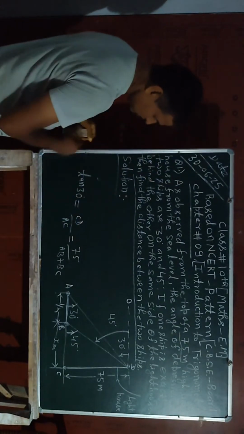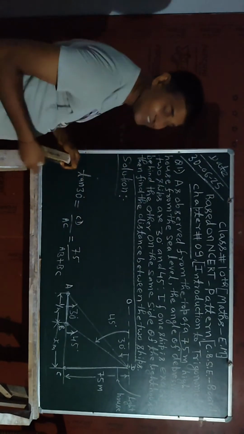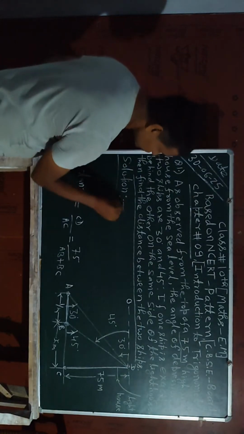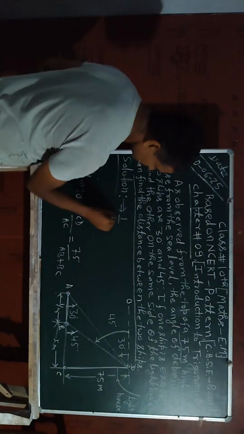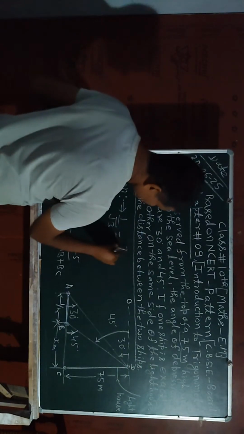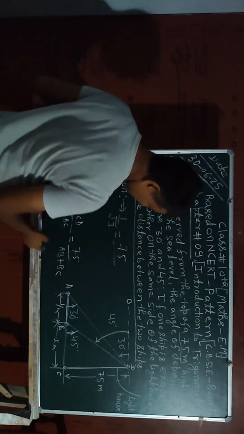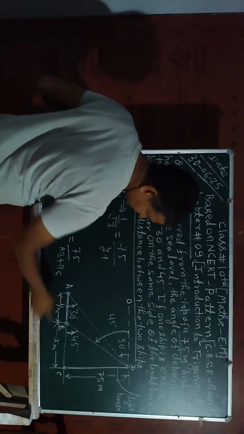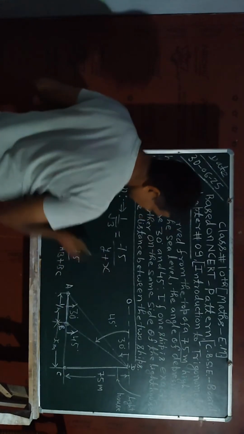Now here tan 30 degrees, each and every student knows is 1 divided by root 3. So that value I have to put here. Now here I will put 75 divided by AB. AB is Y meters, and BC is X meters. Here X meters is available.